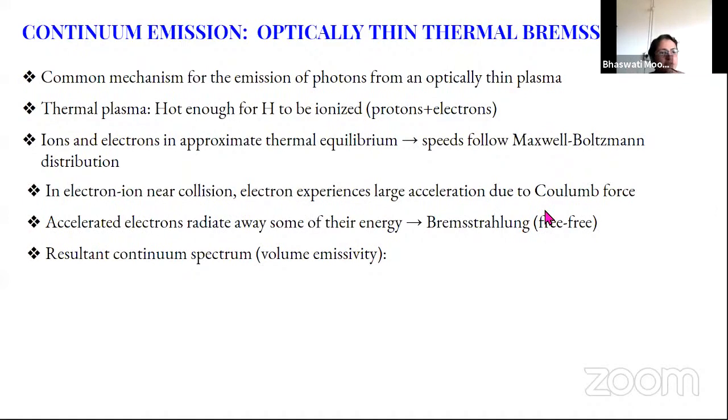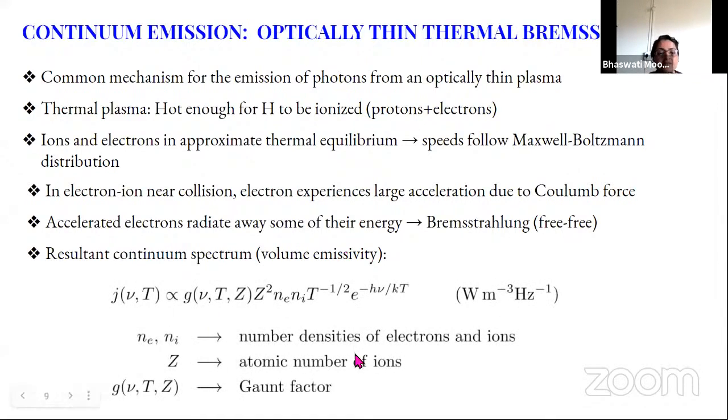And this is a case of free-free emission, because if you consider both the electrons and the protons to start with, basically they could be in any energy levels, because they are not bound. It's a soup of electrons. It's a plasma, right? So for this resultant continuum spectrum, and it is a continuum because there are no discrete levels, we can write the volume emissivity. Which term is the volume emissivity? The J-nu term that I had defined earlier.